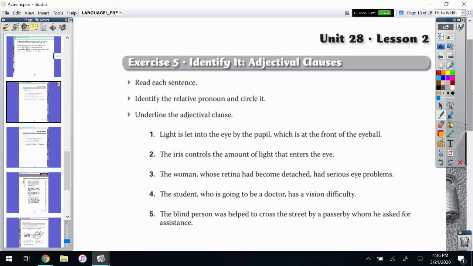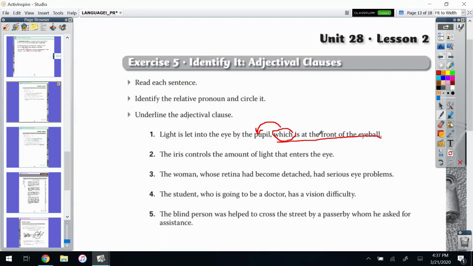Underline the adjectival clause. Number 1, light is let into the eyeball by the pupil, which is at the front of the eyeball. A relative pronoun is which. And our adjectival clause is that whole phrase, which is at the front of the eyeball. I'd also like you to draw an arrow here. Light is let in by the pupil, which is at the front of the eyeball. We're talking about pupil. So draw an arrow to the antecedent.